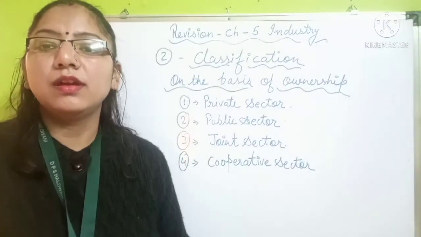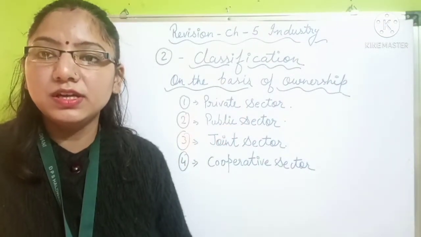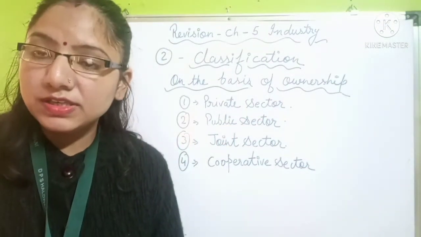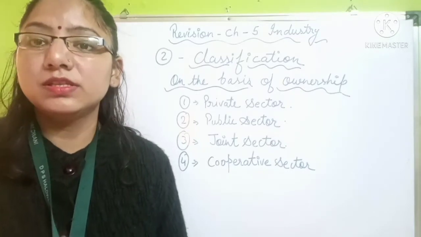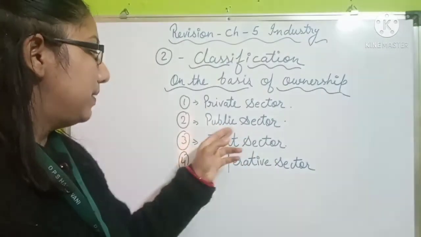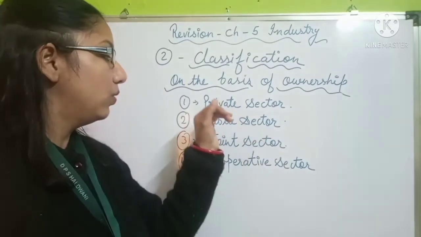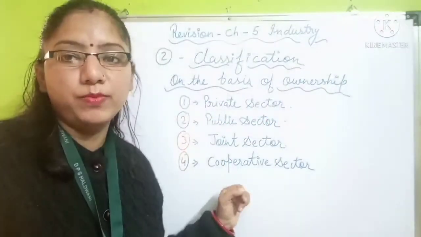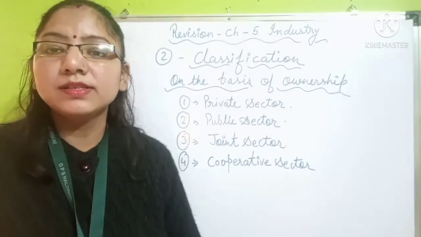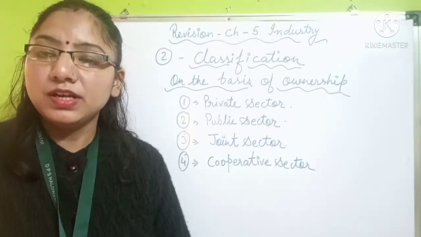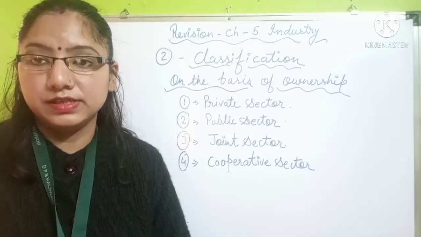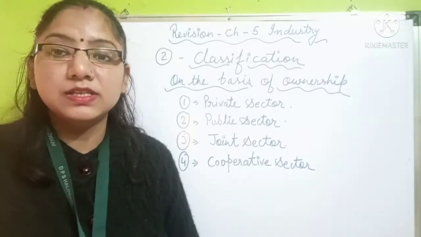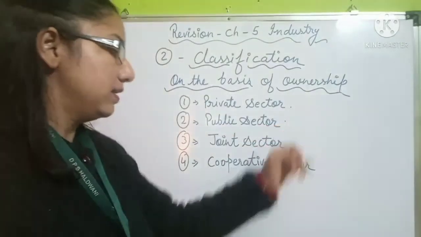In the public sector the government share is there, or we can say it is owned by the government. These are known as public sector industries, in which there is no investment of the private sector, nor investment from the joint or the cooperative sectors. In the public sector industry we can include, for example, ONGC and the SBI. These all are public sector industries.